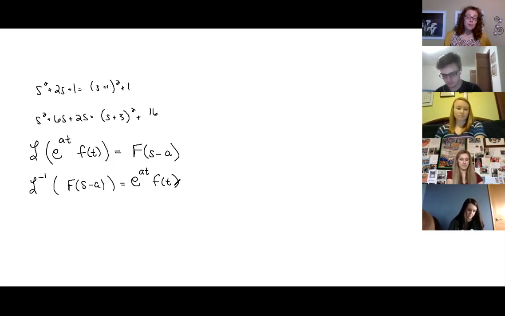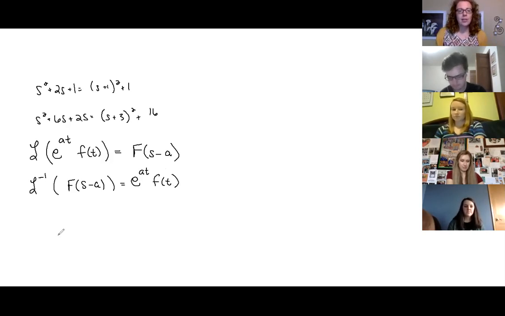There is a proof for why this works in my notes using the definition of the Laplace transform. I won't make you go through it, but if you want to, you can see why this works using the definition of the Laplace transform.